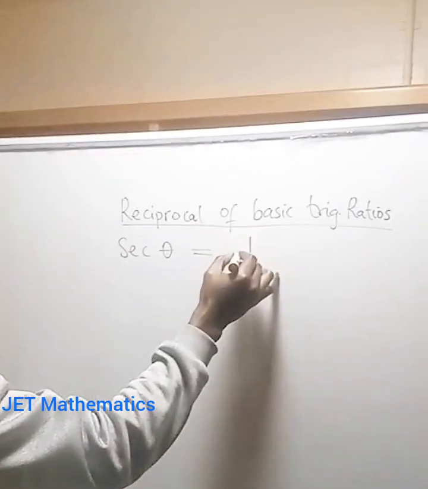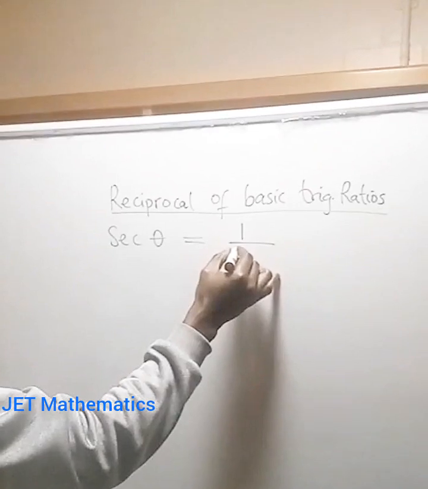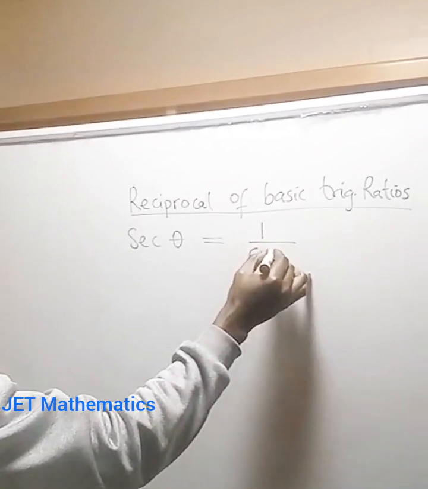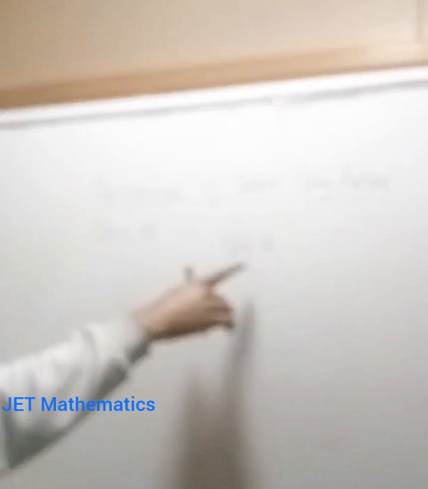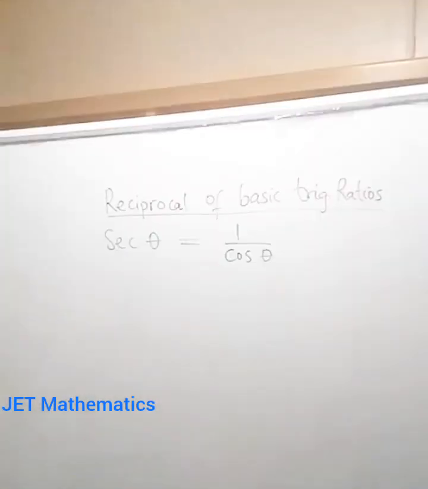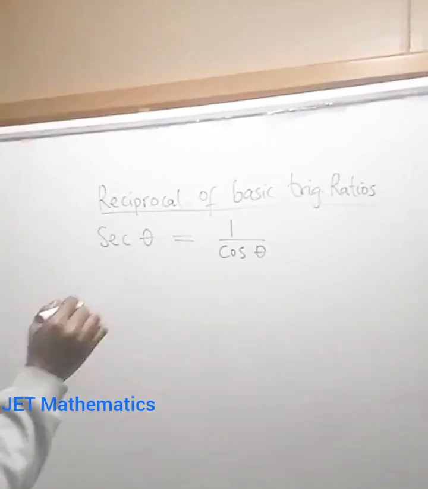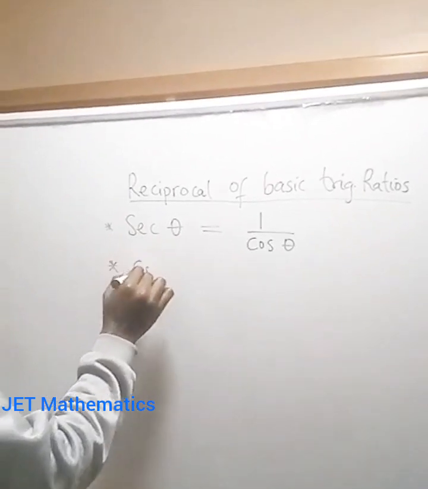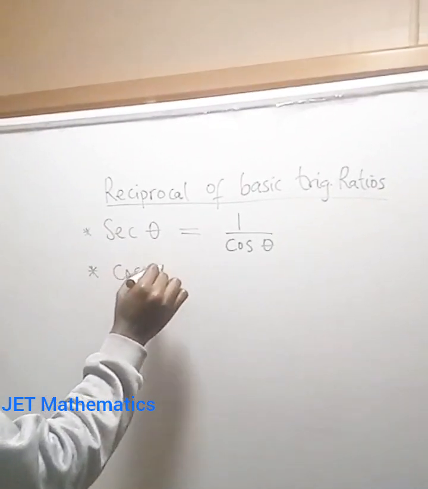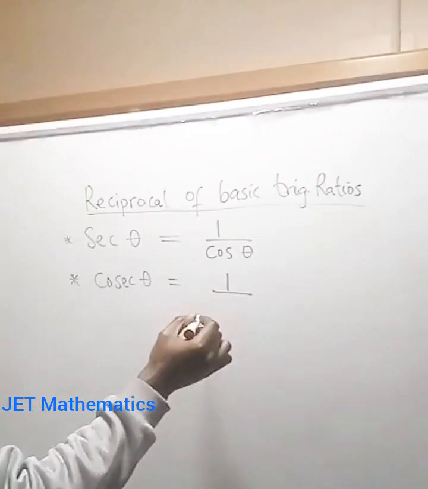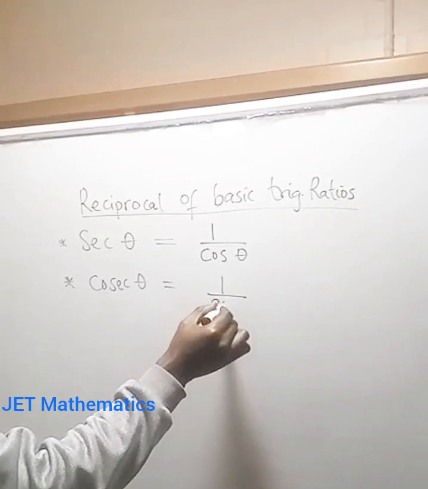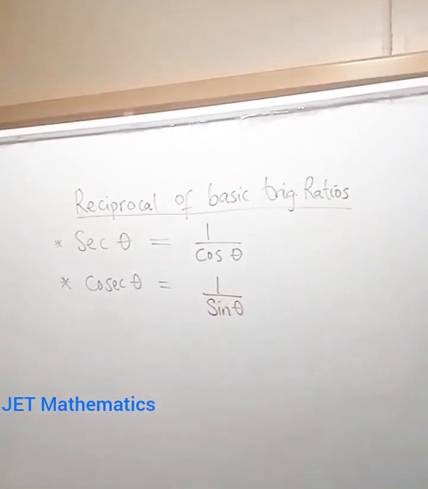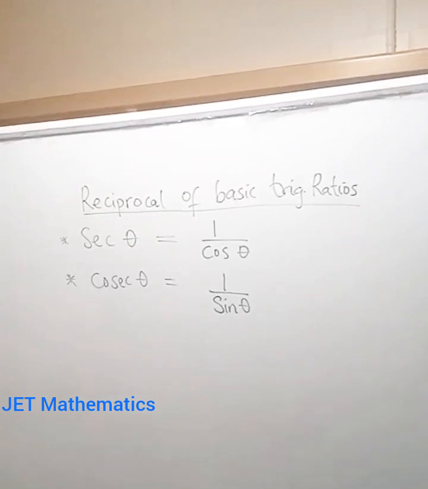So the secant of angle is simply 1 over cos theta, the reciprocal of cos theta. So once you know your cos theta, you can get your secant. Okay? And then the next is the cosecant, and the cosec is just the inverse of sine theta. Okay? So remember these ratios.